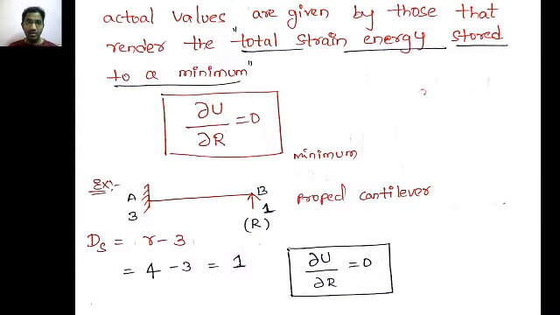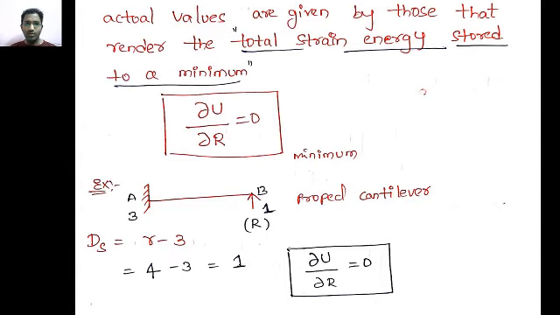To find that redundant force, we have to apply Castigliano's second theorem. That's why I have written ∂U/∂R = 0. If you apply this expression, we get the redundant force. The redundant force may be either a reaction or a moment.